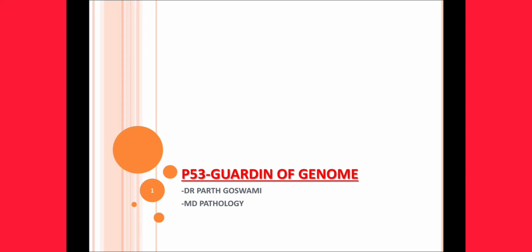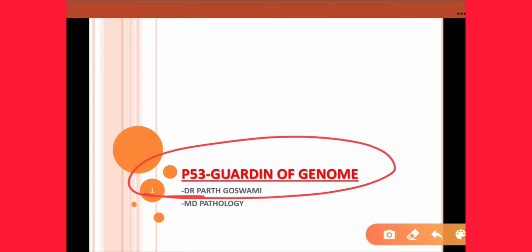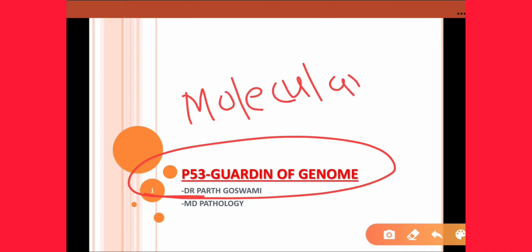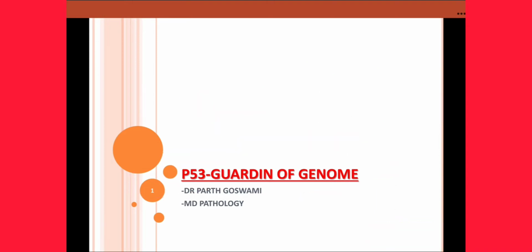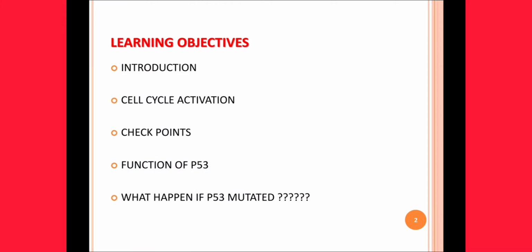So now we will understand a very important topic from neoplasia, that is P53. It is also known by the name guardian of the genome because it provides genomic stability. That's why it is also known by another name, molecular policeman, right? That is another name of P53. Now the name itself suggests that P53 has the function of cancer prevention. That's why this topic is very important.